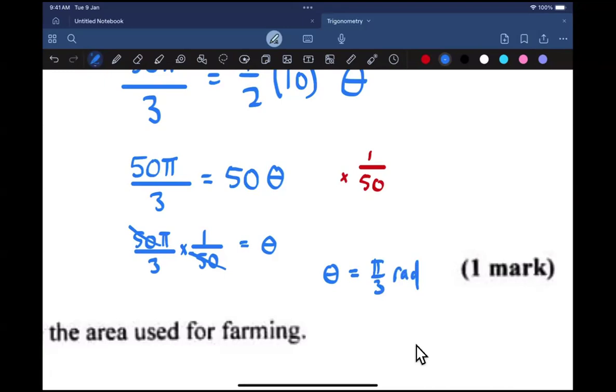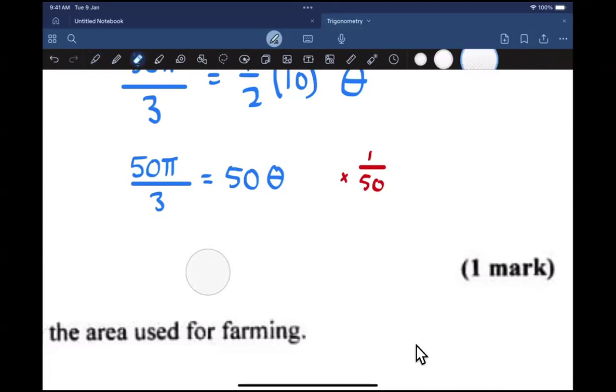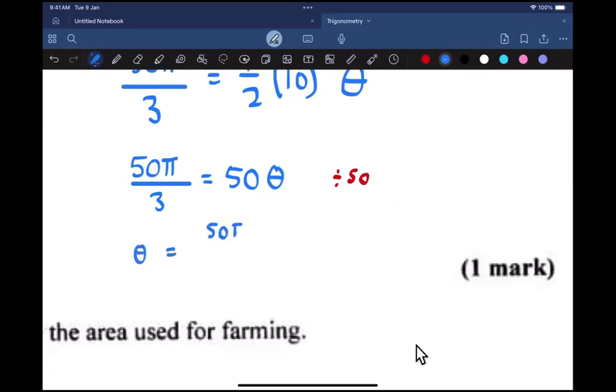Let me just say, you didn't have to multiply by 1 over 50. Well, you can divide by 50 as well and use a calculator to help you. So look at this. If I divide both sides by 50, then theta would be equal to 50 pi over 3 divided by 50. Plug that into your Casio and tell me what you get.